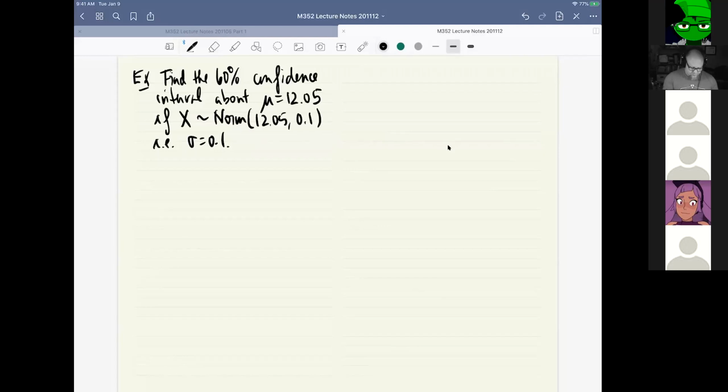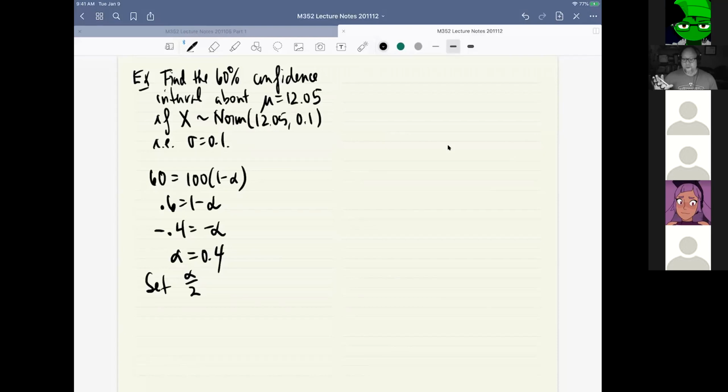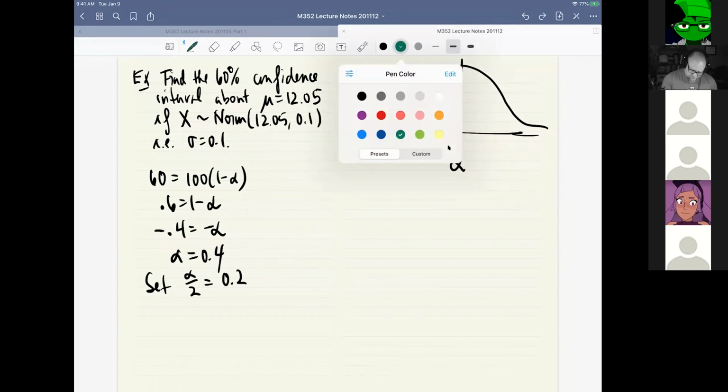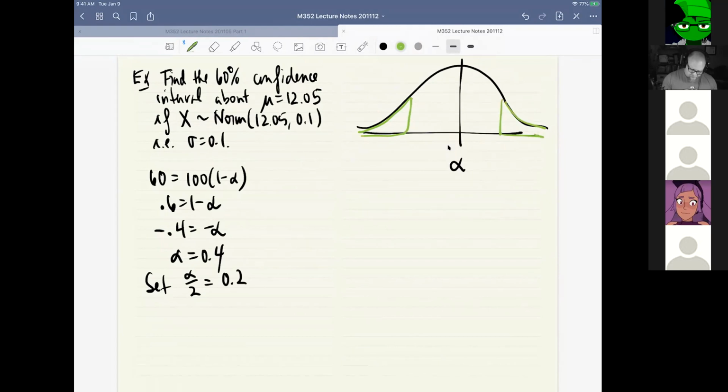So step 1, we need to find that alpha. So 60% is 100 times 1 minus alpha. So 0.6 is 1 minus alpha. And so you can subtract 1 from both sides and get negative 0.4 is negative alpha. So alpha is 0.4. And now, because the normal distribution is symmetric about the mean, we're going to take half of this, because we're going to have half of our error in the left tail and half in the right tail. So 0.2 will be here and 0.2 will be here.